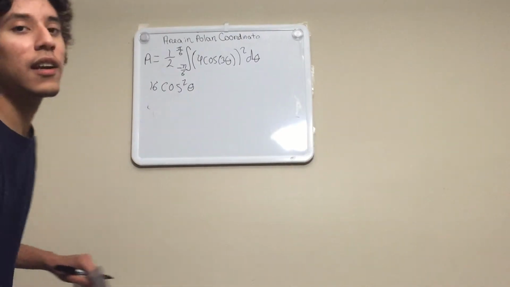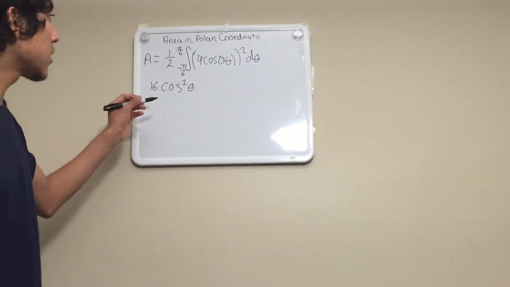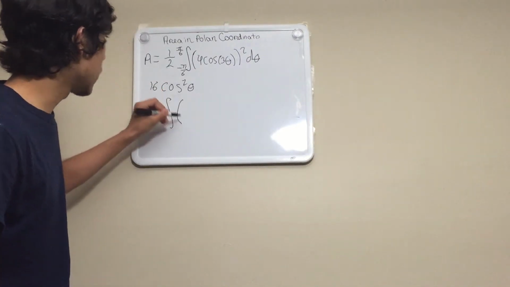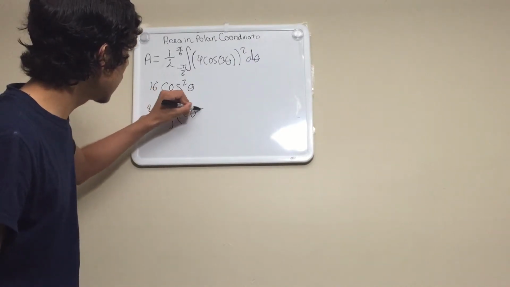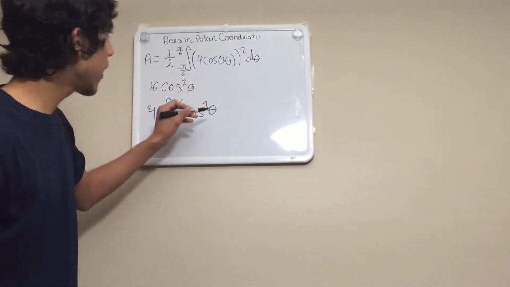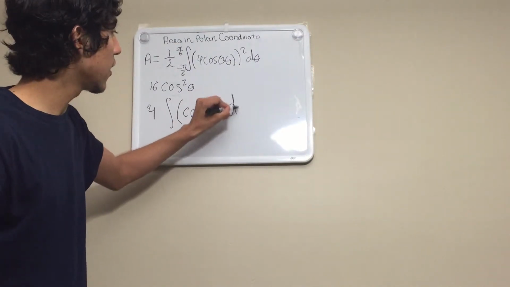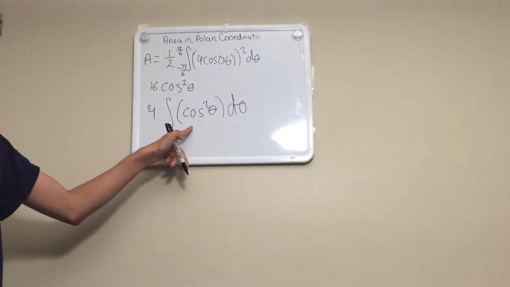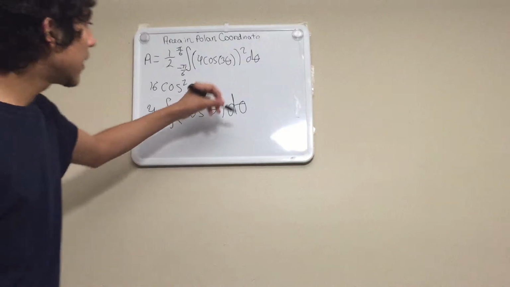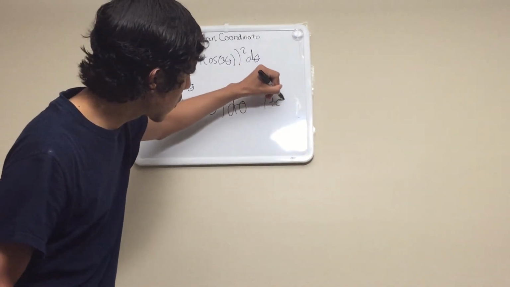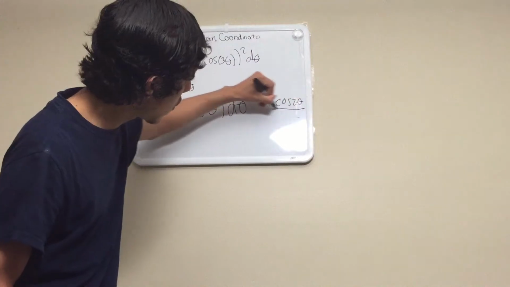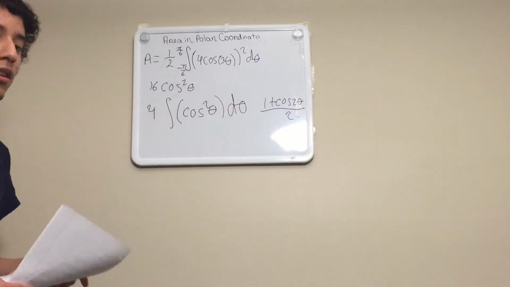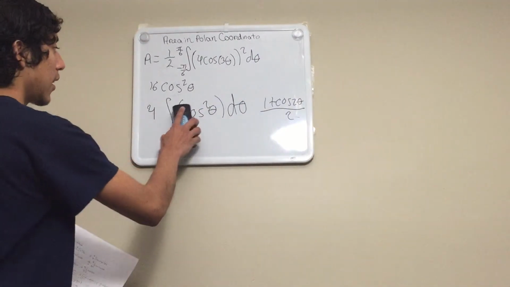So we can already have 4 times the integral from negative pi over 6 to pi over 6. I'll write the intervals in a second, but then it's cosine squared 3 theta d theta. Okay, now we know there is an identity, and that identity is 1 plus cosine 2 theta over 2. This is what cosine squared equals, so we can replace the cosine squared with that.